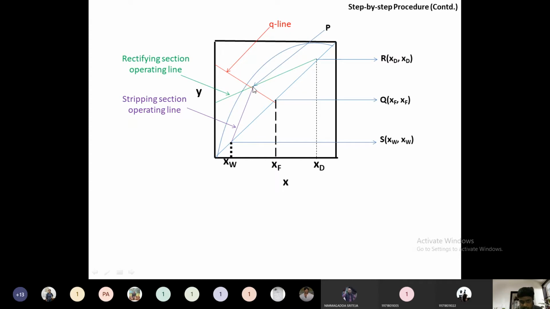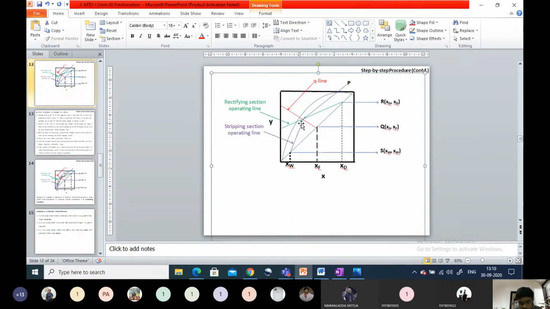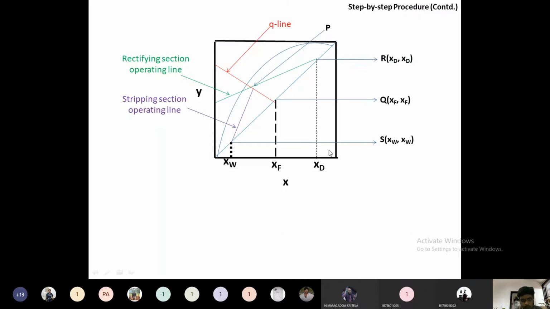Then the shortcut method is, if you see this intersection point, we have to connect this intersection point. I couldn't exactly see that intersection point. So you have to connect this violet line. How can we draw this violet line? The intersection point of the q line equation and the rectifying section line needs to be joined with the xW point on the diagonal. Then you can call this violet line the stripping section operating line.